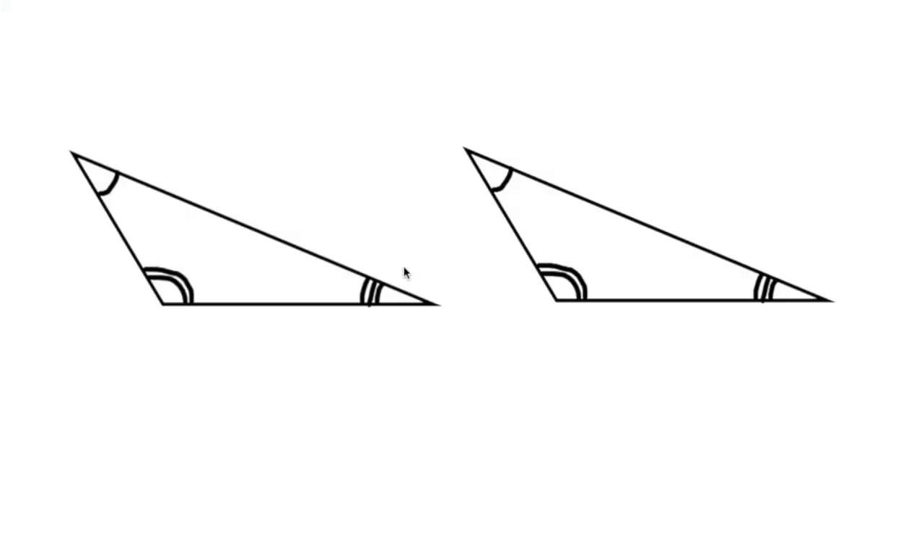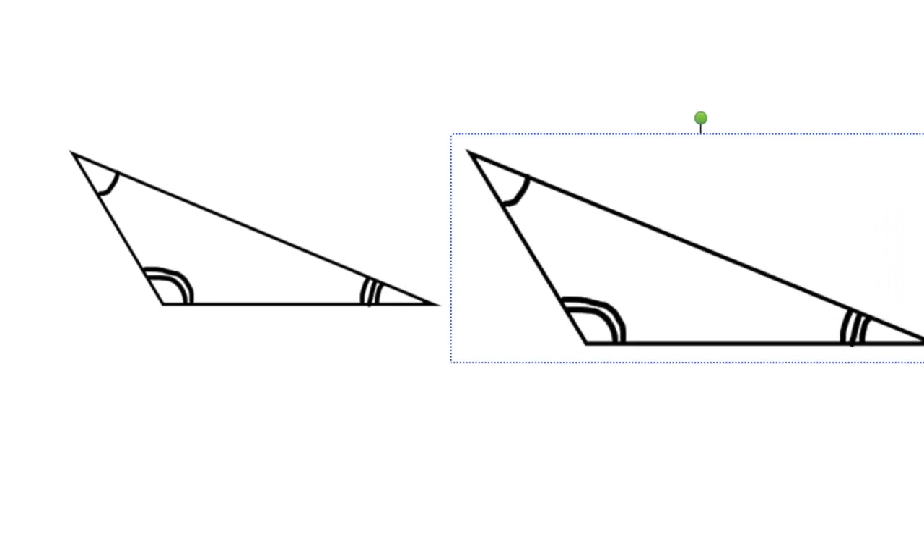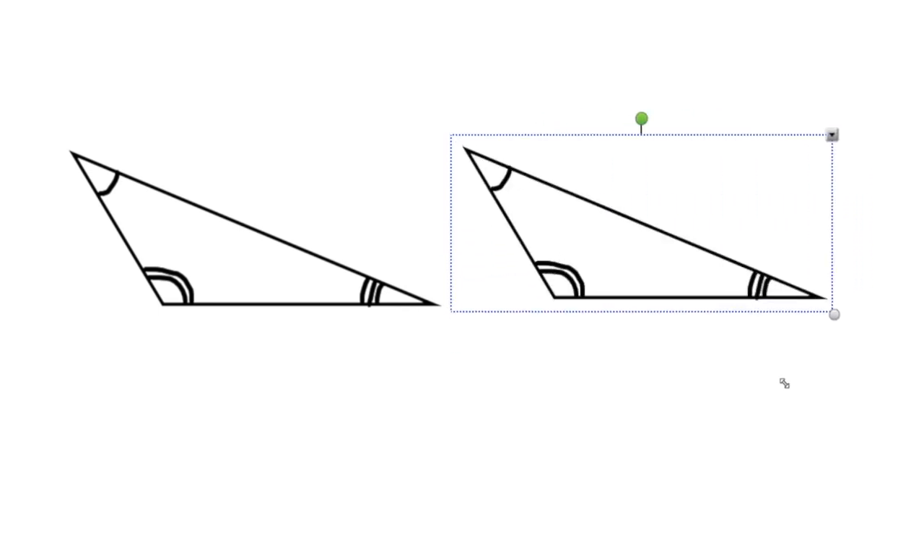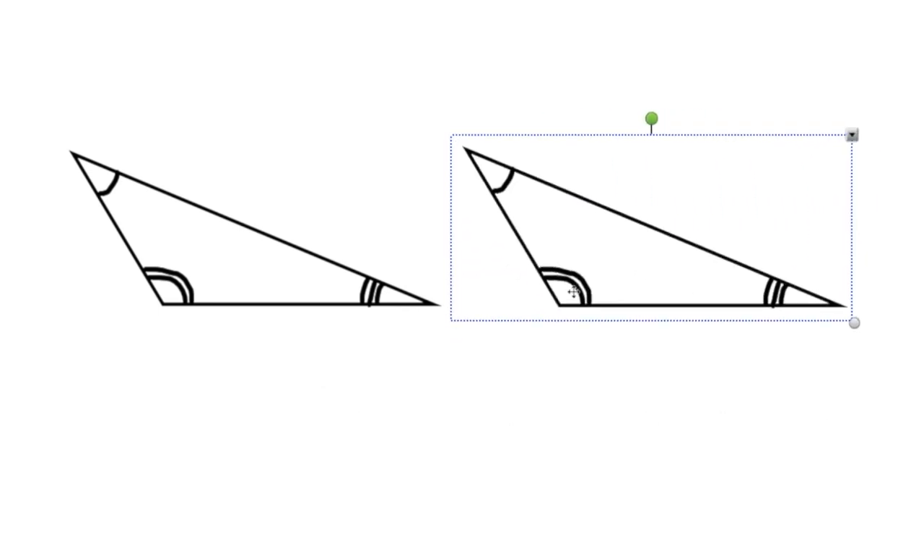And then if I have two triangles where all corresponding angles are the same, these two happen to be congruent, but they're not necessarily going to be, because I can make that shape either smaller or larger. So these two figures are similar, but they're not necessarily congruent.